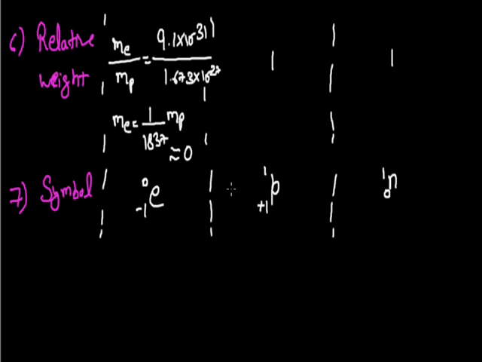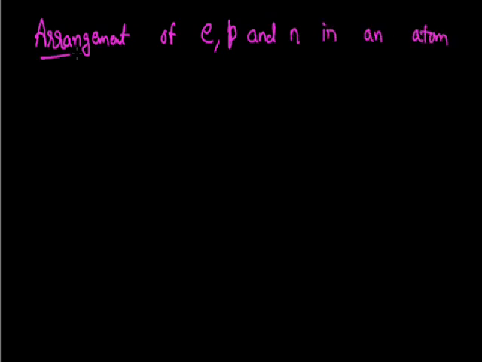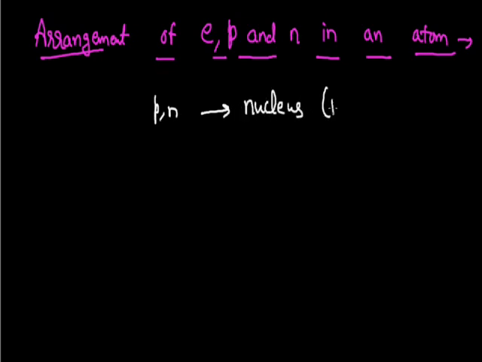Now we are to see the distribution of these particles in an atom. If we talk about the arrangement of these fundamental particles in an atom, out of these three, the last two, that is proton and neutron, are situated at the center of an atom, and this center part of an atom is named the nucleus. This term was given by the scientist Rutherford. Later on, we will be dealing with those experiments by which Rutherford concluded that the proton and neutron are situated in the nucleus.